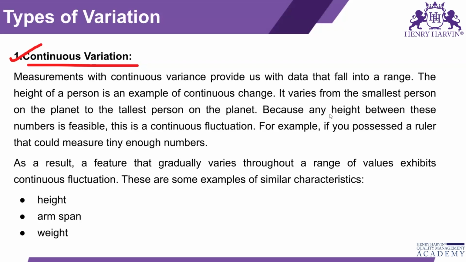For example, if you possess a ruler that could measure tiny enough numbers, a feature that gradually varies throughout a range of values exhibits continuous fluctuation. These are some examples of similar characteristics: height, arm span, and weight. So did you hear about the tallest man in the world? The smallest-heighted female in the world is Jyoti from India, and the tallest is from some other country, right?